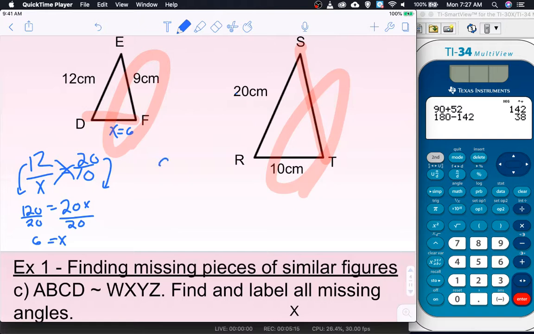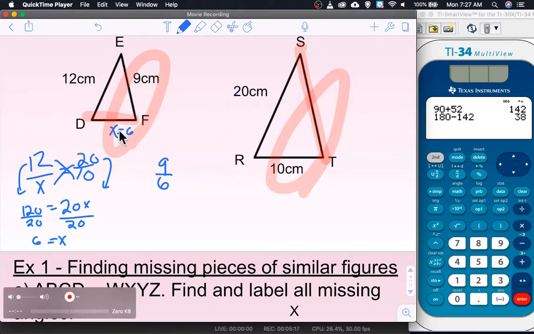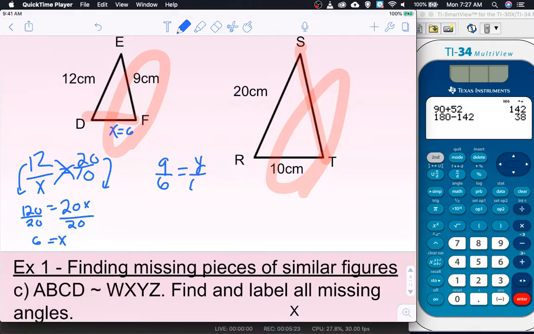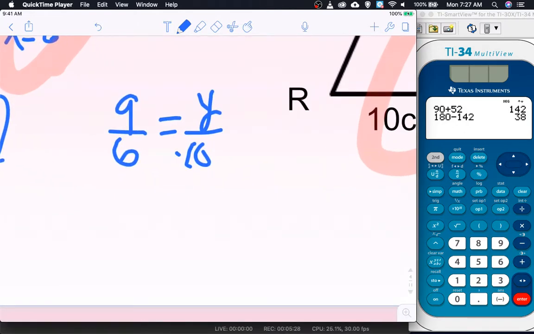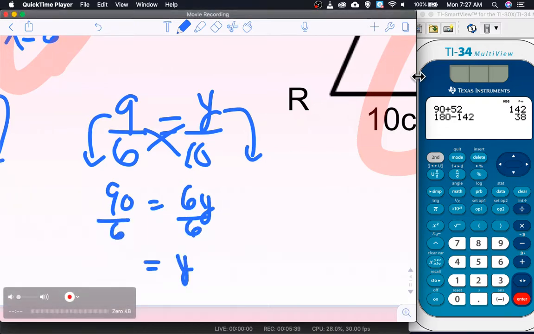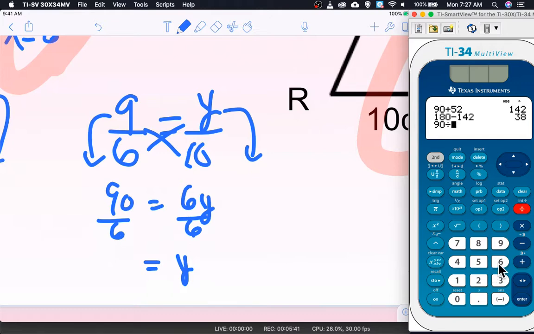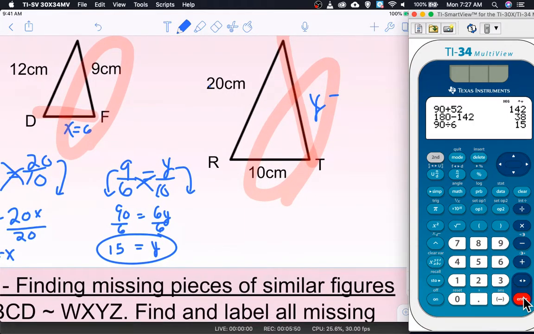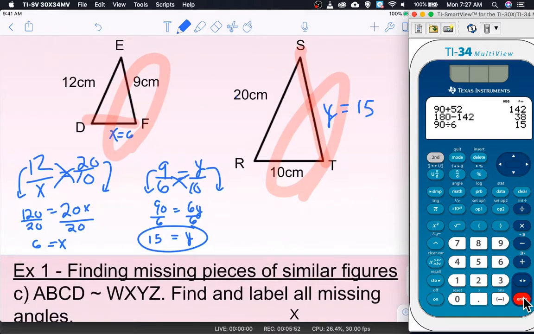So I'm going to set up the proportion 9 over 6, that's here, 9 over 6 equals y over 10. He is now side y. And I cross multiply. There is 90, there is 6y. To solve that equation, we're going to divide by 6 on both sides, and y equals 90 divided by 6, is it 15? Yeah, it equals 15. And there we have it.